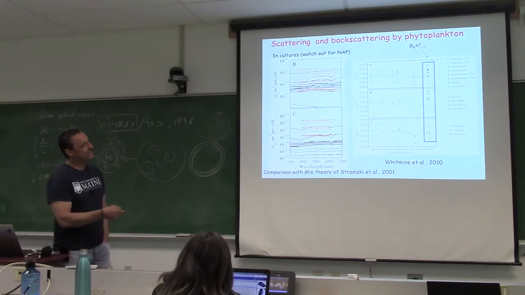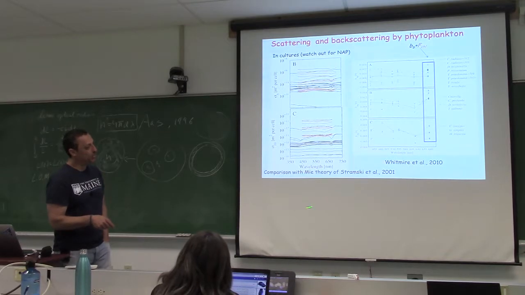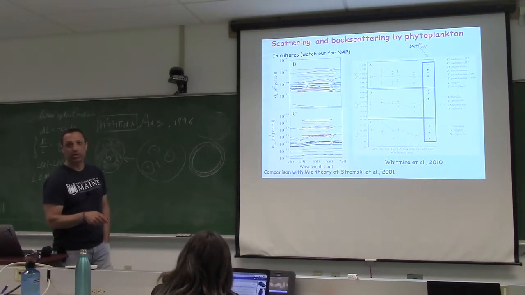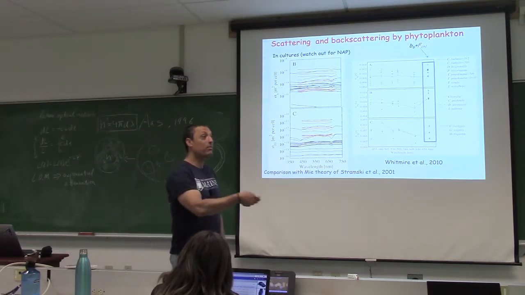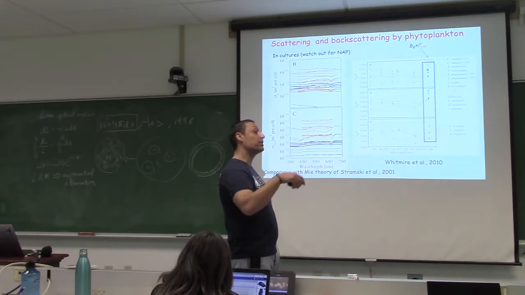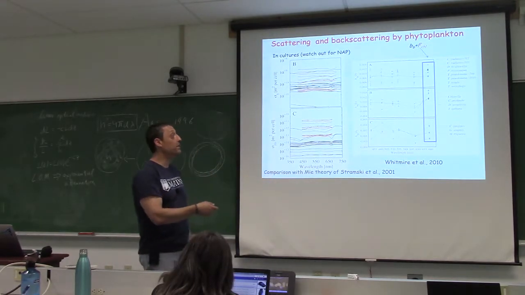So this is back to the backscattering. You remember Colin showed a paper by Stramski et al. from 2001, where they derived the properties of many different cultures. Some of them were based on Mie theory. What was measured was the absorption, but the scattering and the backscattering were based on Mie.